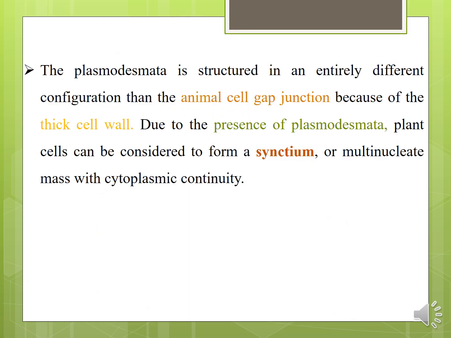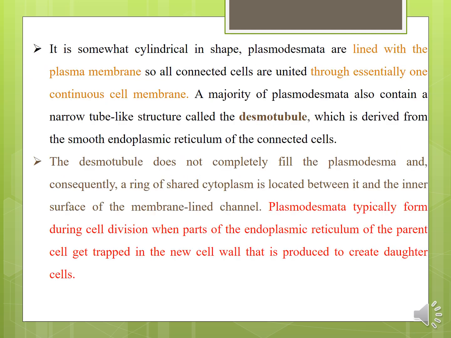The plasmodesmata is structured in an entirely different configuration than the animal cell gap junction because of the thick cell wall. So, due to the presence of plasmodesmata, plant cells can be considered to form a syncytium or multinucleate mass with cytoplasmic continuity. It is somewhat cylindrical in shape, and plasmodesmata are lined with the plasma membrane, as I have mentioned in the structure. So all connected cells are united through essentially one continuous cell membrane.